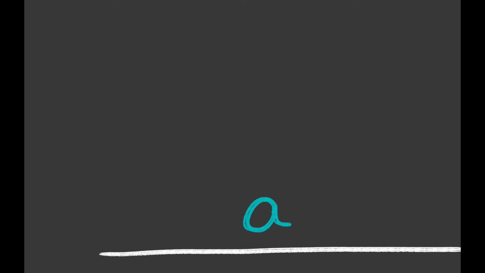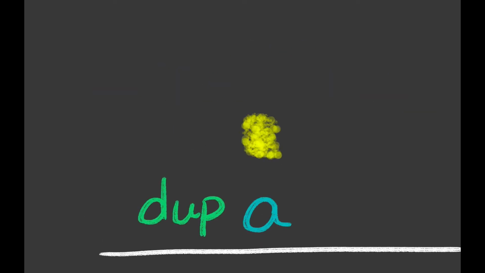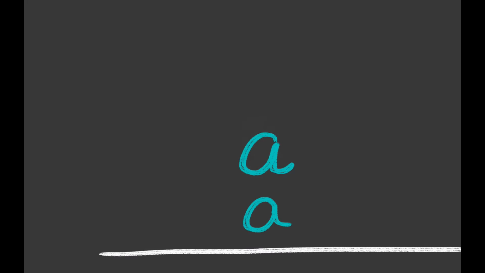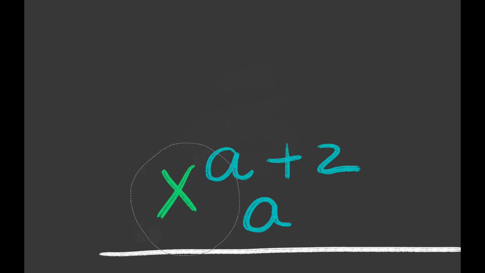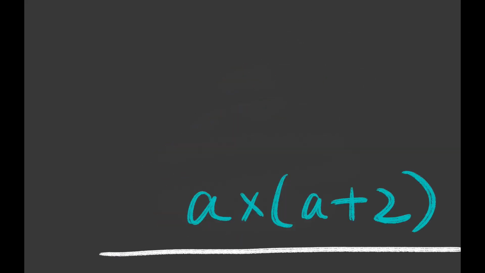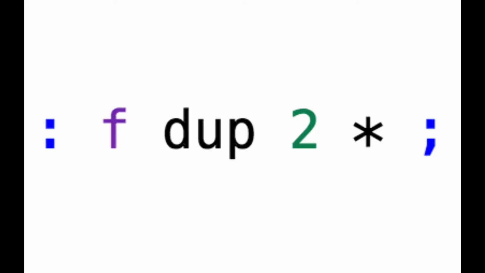We start with an A on the stack. Then we apply dupe to get two A's on the stack. Now we apply 2 plus to get A plus 2 on top. And then finally apply multiply to get the final answer. If we define a subroutine for this formula, it will look like this.